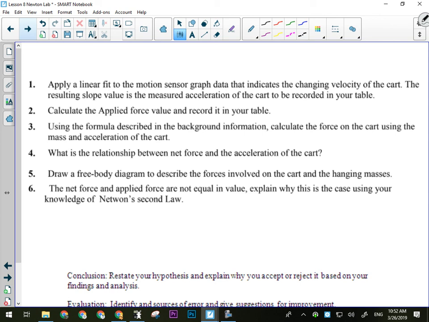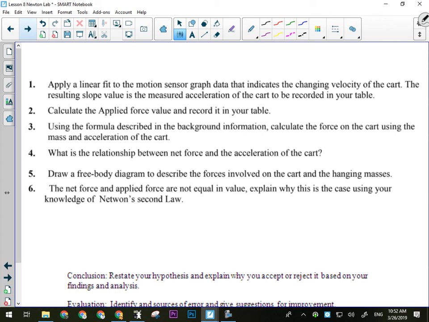Using the formula described in the background, calculate the force on the cart using the mass and acceleration of the cart. So again, that's doing your m times a. What's the relationship between net force and acceleration? Talk about that a little bit. Did it go up as you increased?